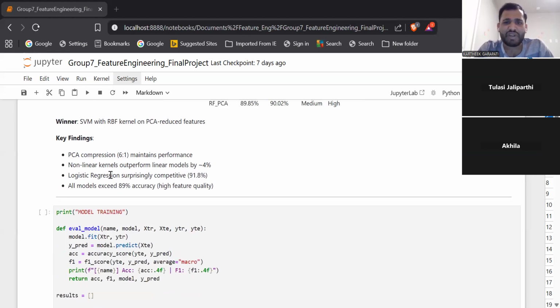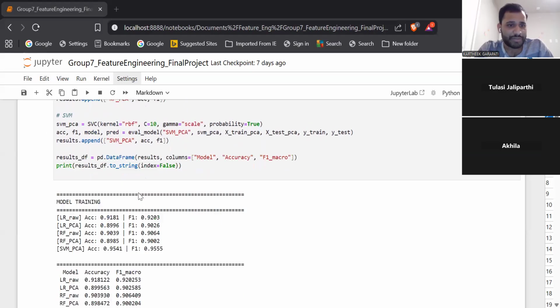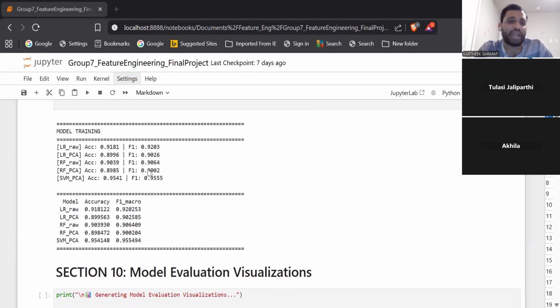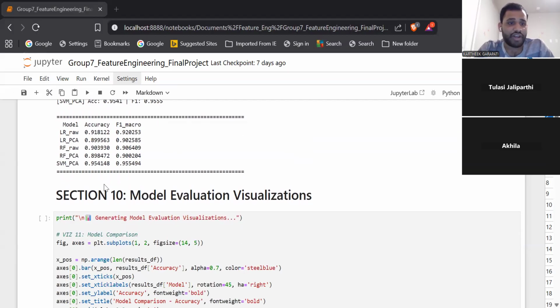The RBF kernel finds complex decision boundaries. Through this, we can understand that it is the winner. These were all the model training steps, and we got the accuracies and F1 scores that were calculated.